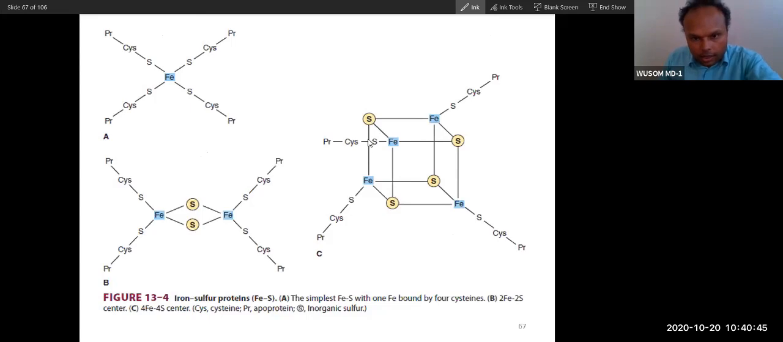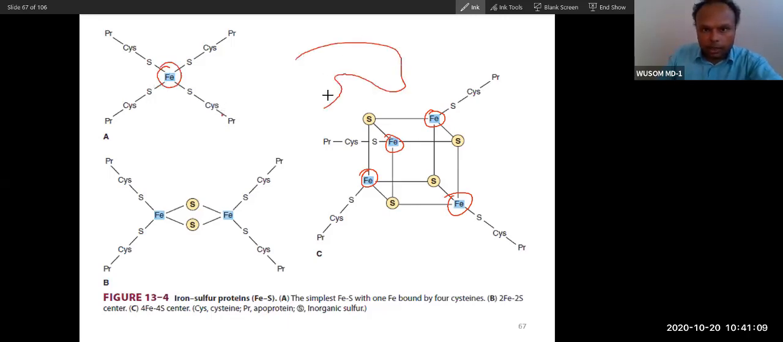So cysteine is an amino acid. Cysteine has a sulfur group. So the protein has cysteine, and this cysteine will form a bond with iron, and this is how the iron-sulfur complex will look. This is for a box-like structure, and this is a 2-dimensional iron-sulfur. Different types of iron-sulfur complexes are formed in the proteins in the electron transport chain.